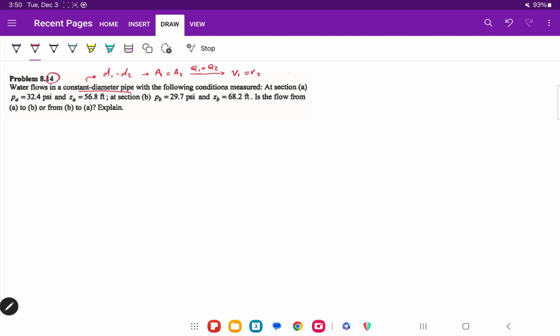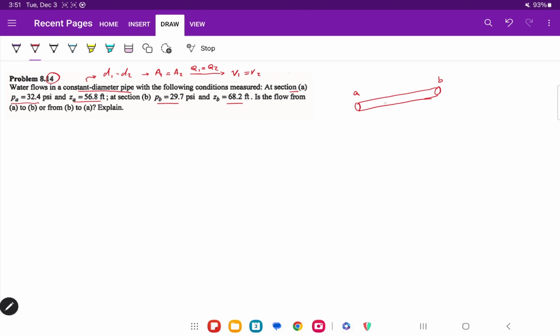With the following conditions measured at section A, we have pressure and elevation, and also at section B we have this info. Is the flow from A to B or from B to A? Well, here we should find the direction of the flow. So for example, if this is the pipe, since ZB is greater than ZA, the elevation, this should be point B, this should be point or section A, and we want to find the flow direction.